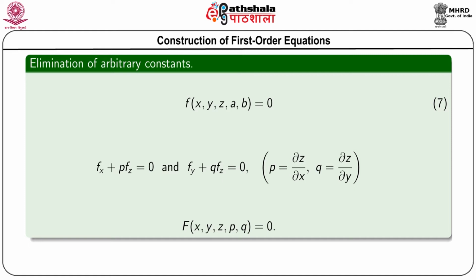Now, from these two equations, if you eliminate a and b and substitute the values of a and b in equation 7, you will get a function and relation of the form capital F(x, y, z, p, q) equals 0. Therefore, the solution of capital F(x, y, z, p, q) equals 0 is small f(x, y, z, a, b) equals 0. So, in this case, the first order differential equation is formed by eliminating two arbitrary constants a and b.